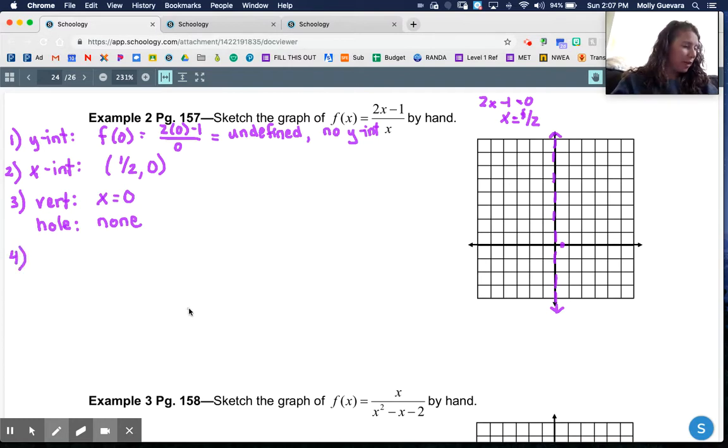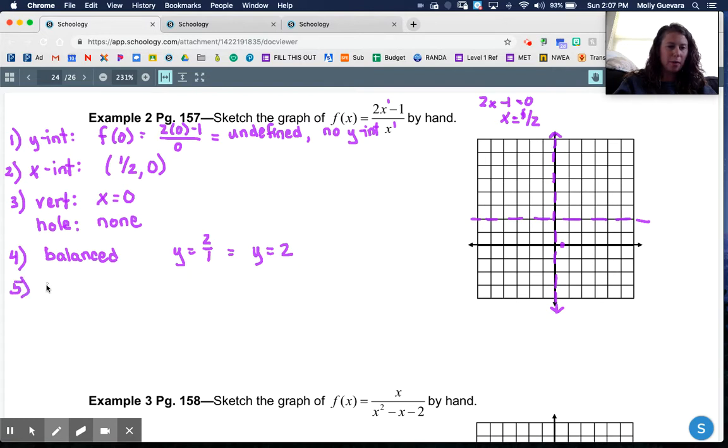Step 4 is to find the horizontal asymptote. In this case, I have x to the 1 over x to the 1, so this is balanced. Since the equation is balanced, we just take our coefficients. So 2 on the top, 1 on the bottom. So I get 2 over 1, so y is equal to 2. So there's a horizontal asymptote here at 2. Again, you're going to take my word that there is no slant asymptote.